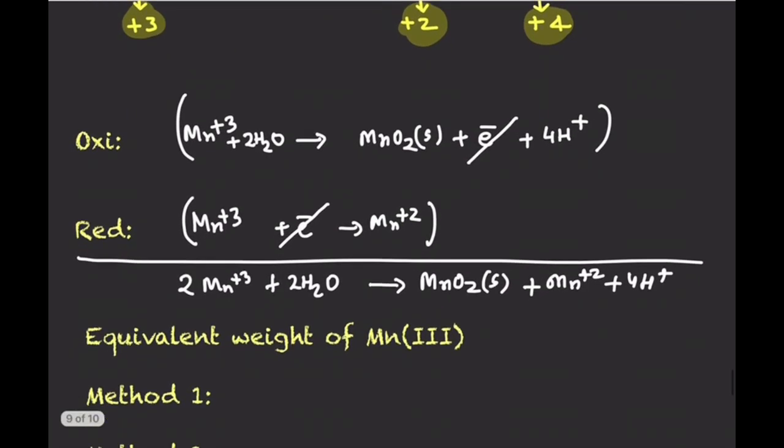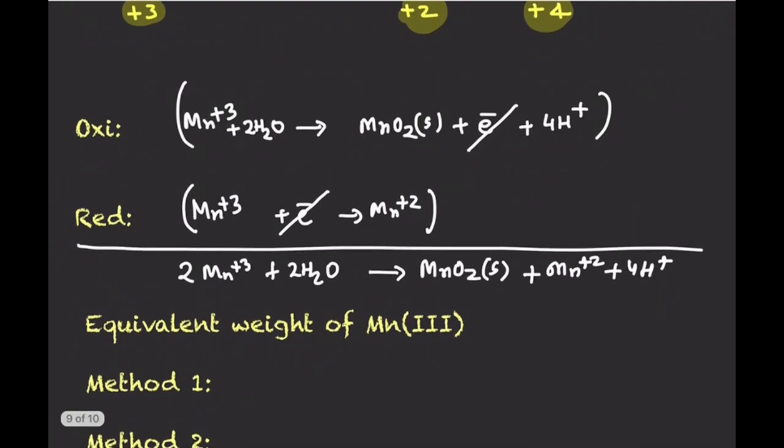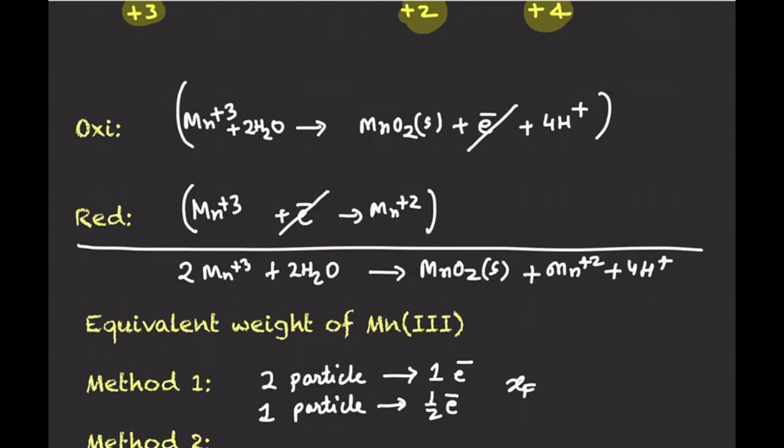In this overall reaction, if we calculate the equivalent mass, 2 particles of manganese ions are there. For 2 mole particles, 1 mole of electrons is participating. So we can say that for 1 particle, the number of electrons participating is equal to half. So the X factor is equal to half. So from here we can write the equivalent weight. Equivalent weight is equal to molecular weight divided by half. In this particular reaction, the equivalent weight is 2 times the molecular weight.